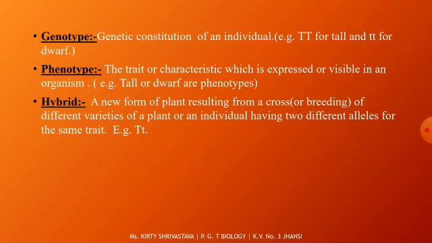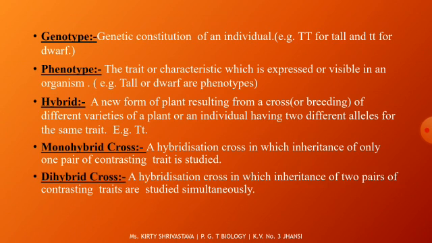Now, the genetic constitution of an individual for a particular trait is called the genotype and is represented by the letters of English alphabet. For example, capital T capital T represents the genetic constitution of a homozygous tall plant, whereas small t small t represents the genetic constitution of a homozygous dwarf plant, and capital T and small t together represent the genetic constitution of a hybrid tall plant.